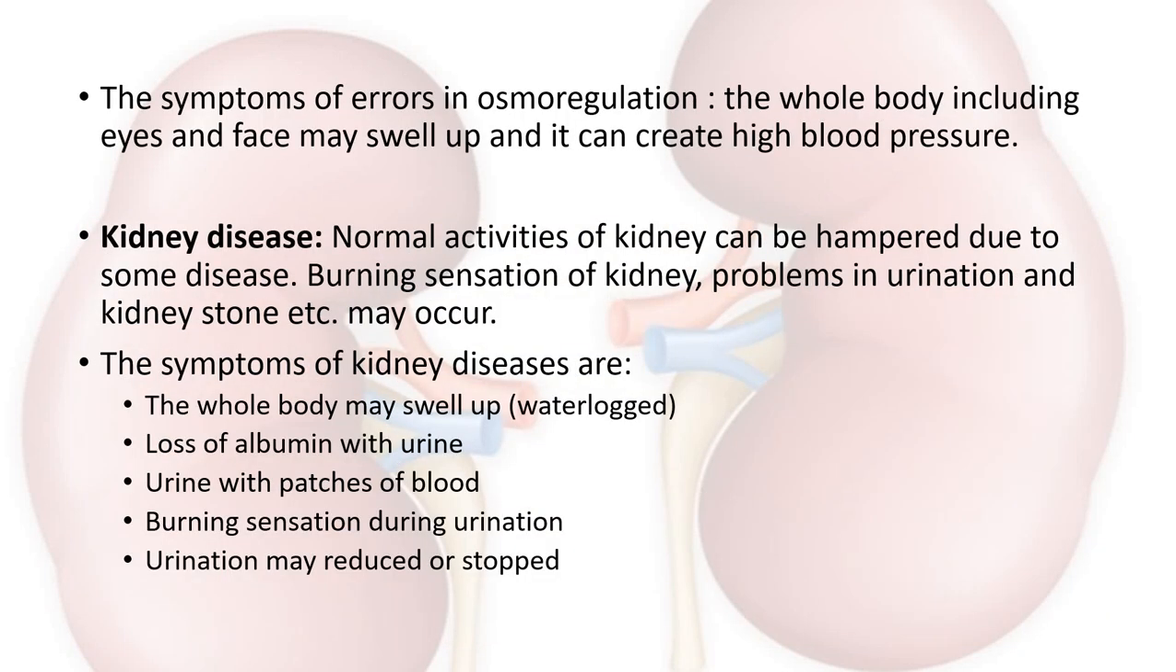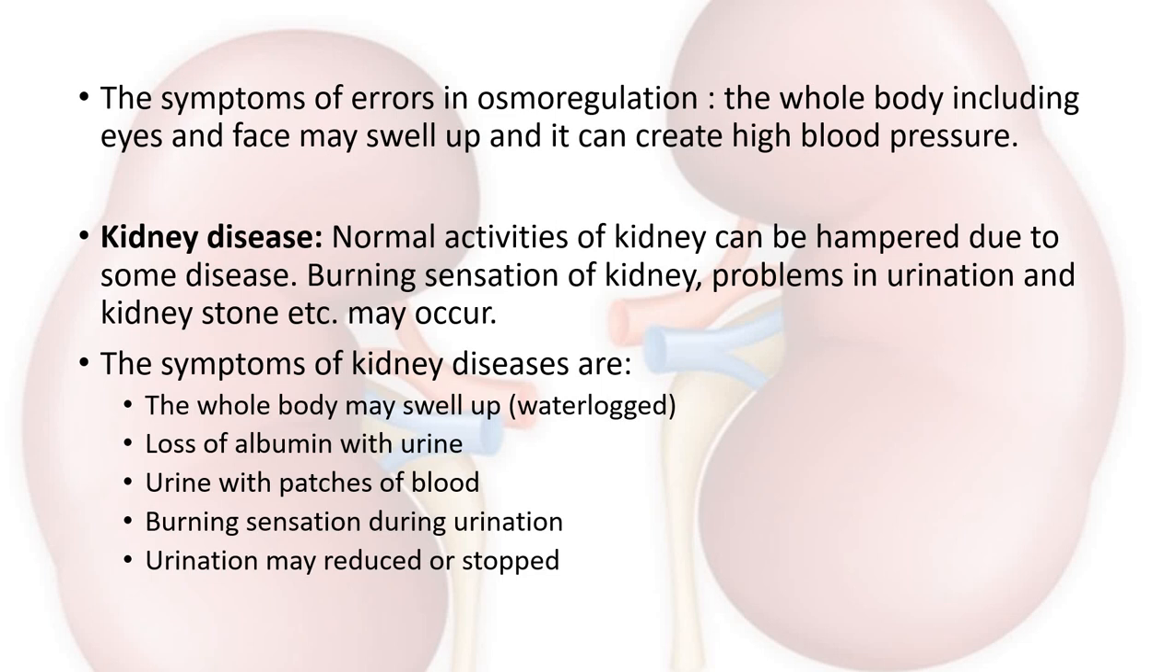Okay, so osmoregulation is a very important process. It is very important that this process occurs correctly, so that if any type of error occurs in osmoregulation, the body will show different types of symptoms. Like the whole body, including the eyes and face, may swell up. It can create high blood pressure. So it is very important to maintain the osmoregulation process properly.